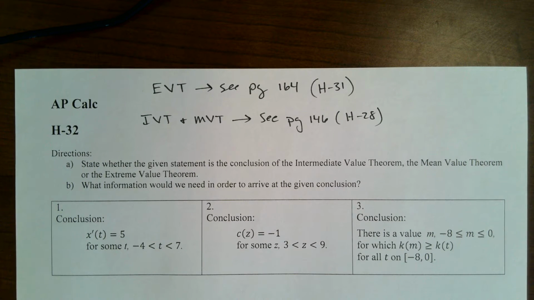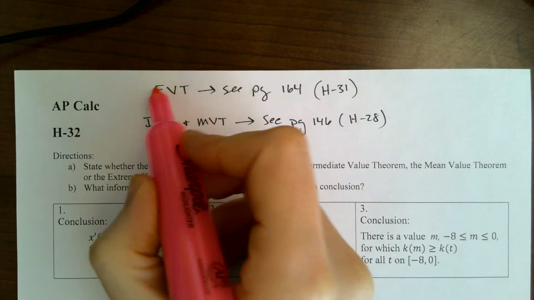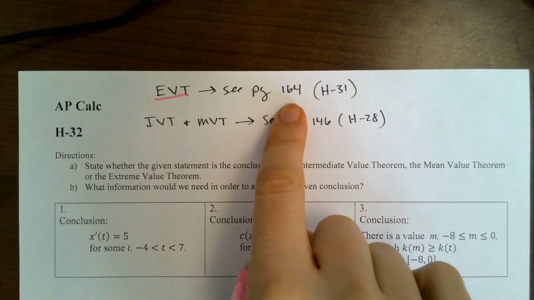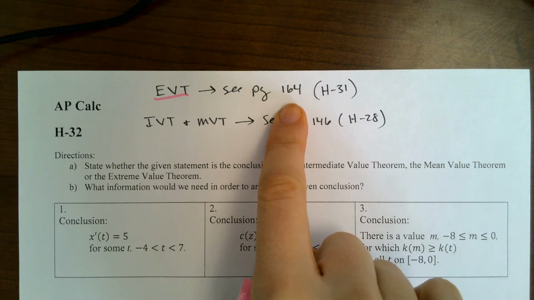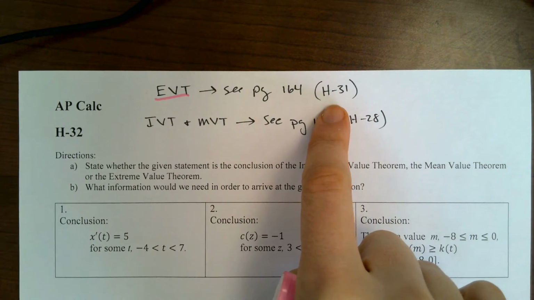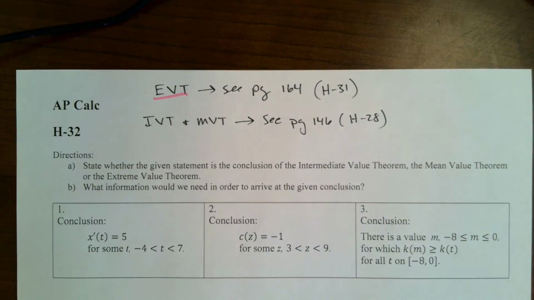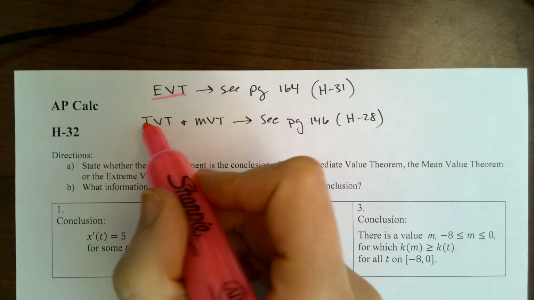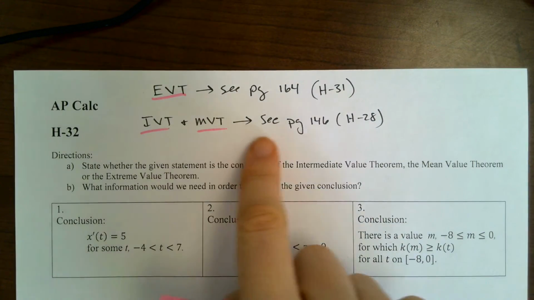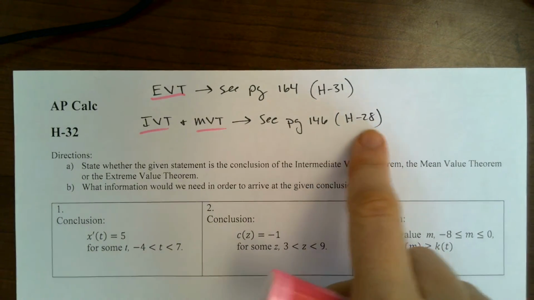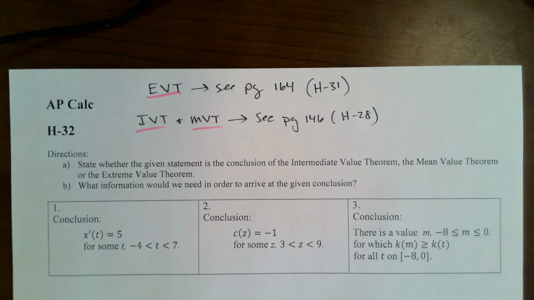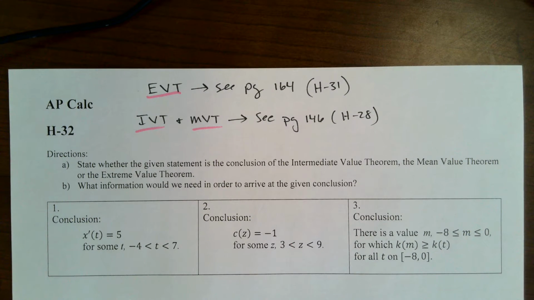Okay, guys, so this should be really short. This is H-32. So we've got three theorems right now. We've got the extreme value theorem, and for it, see page 164 in our Cycle H document. That's H-31. And then we've got the intermediate value theorem and the mean value theorem. Those are on page 146, which is H28, if you want to follow the link in the calendar to it.